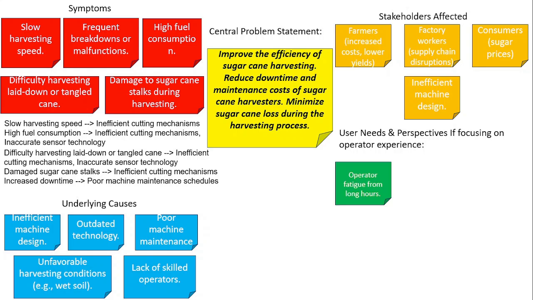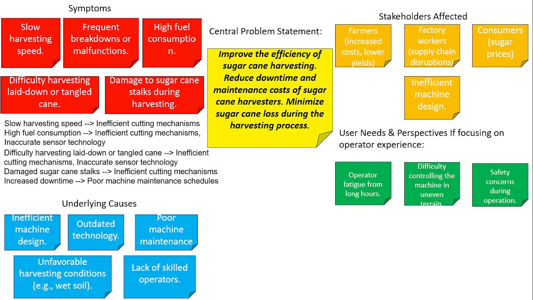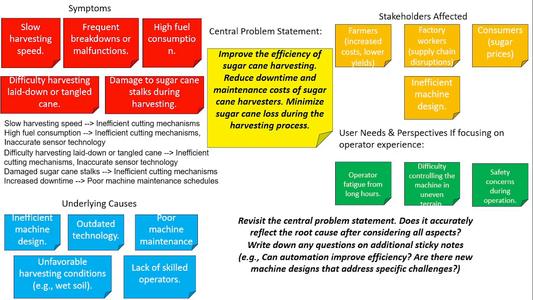For the reason I may place green color sticky note. Operator fatigue from long hours, and difficulty controlling the machine in uneven terrain. So a lot of hills and valleys are available in the farm, so the difficulty is there with the previously available machines. And the safety concern during operation, because a lot of sugarcane stalks got damaged due to the improper movement and improper mechanism of the machine, the stalks are affected, so safety is affected.